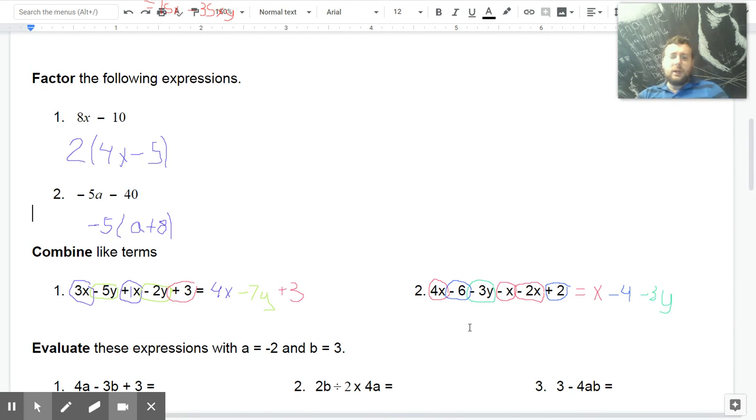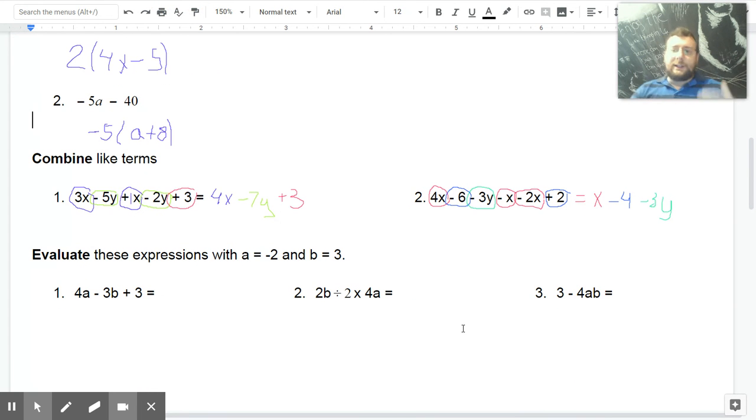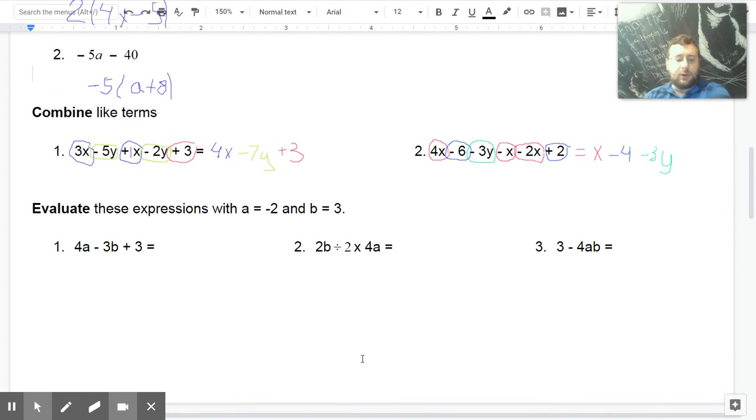The last skill that I want to talk about, which is not directly tested on the content assessment, but is very useful when you're trying to do objectives 2 and 3, is evaluating expressions. So let's go over that as well.